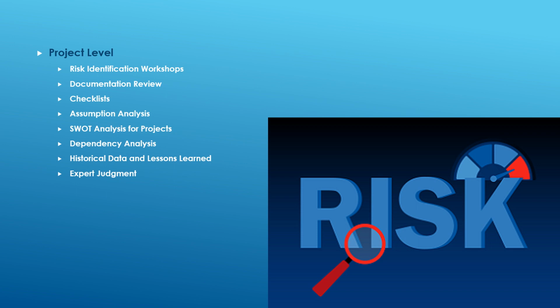Documentation review. Now, this involves examining project documents, plans, and requirements in order to identify inconsistencies, gaps, or areas prone to risks. The next is checklists. Using predefined checklists to systematically identify common project risks based on past experiences and industry knowledge.